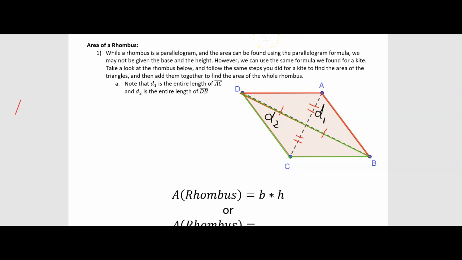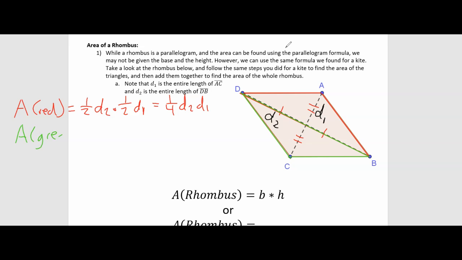So the area of the red. Well, it's a triangle, so we have 1/2 times the base. We're going to call the base of the red D2. So 1/2 times D2 times 1/2 times D1, which again gives us 1/4 times D2 times D1. I think you can see where this is going.